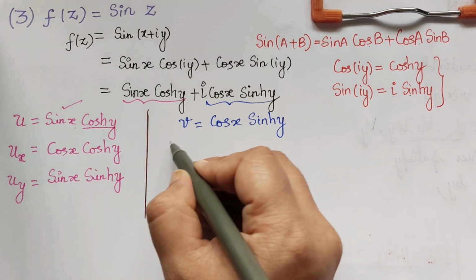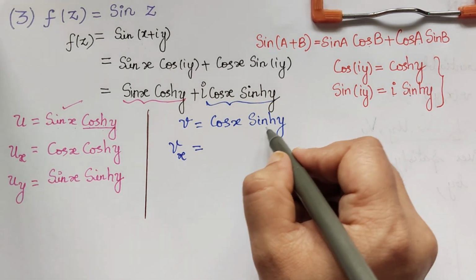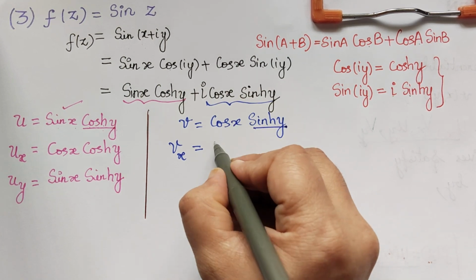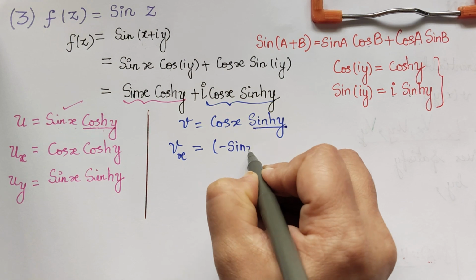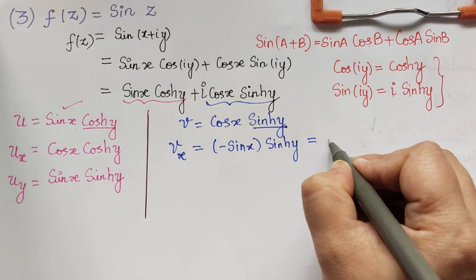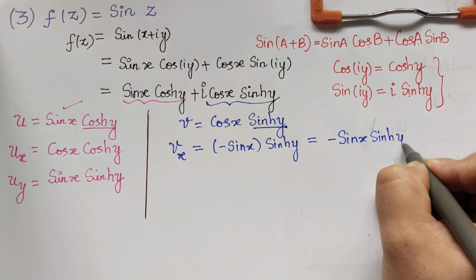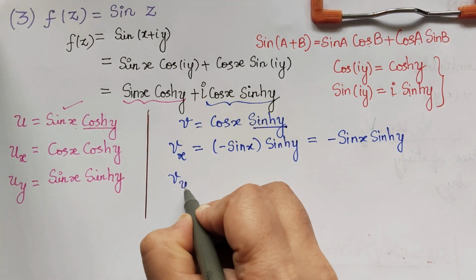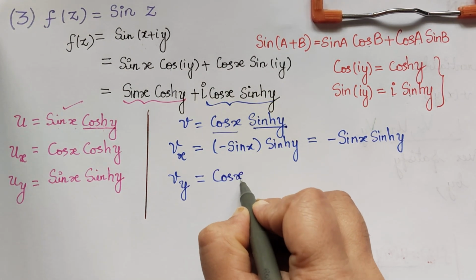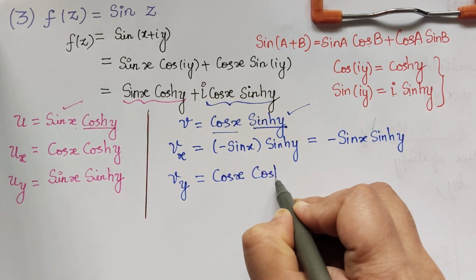Now here we have v. So differentiation of v with respect to x is equal to, sin h will be treated as constant now. So differentiation of cos x is what? Minus sin x multiplied with sin hy, and so therefore this is minus sin x sin hy is what we obtain. Now differentiation of v with respect to y. So x will be treated as constant, so cos x comes as it is, and as I told you, the differentiation of sin hy is cos hy.